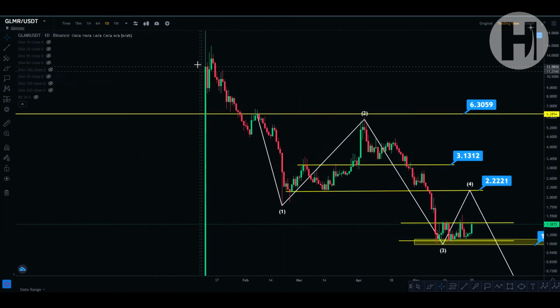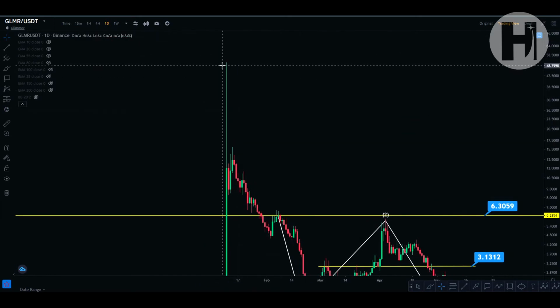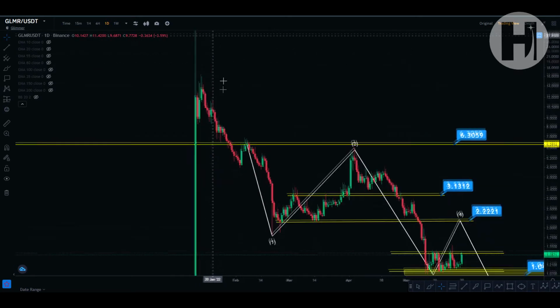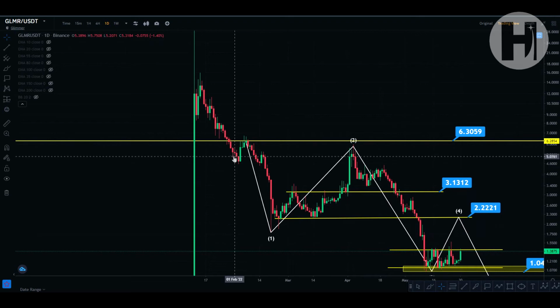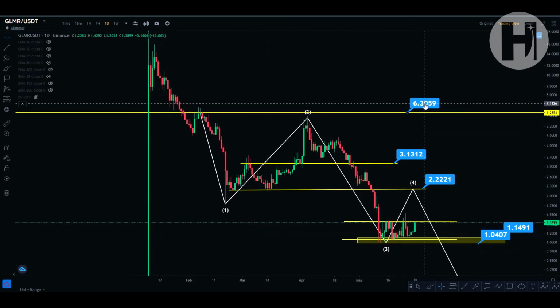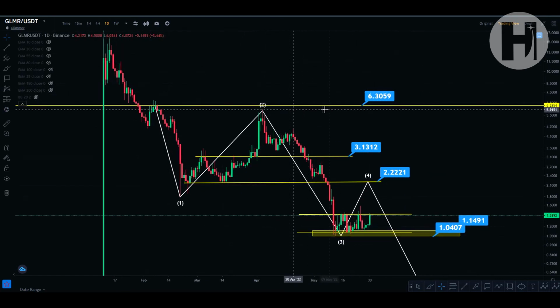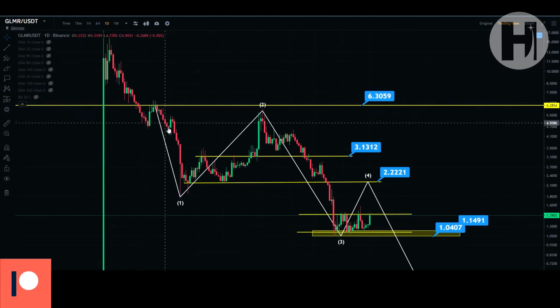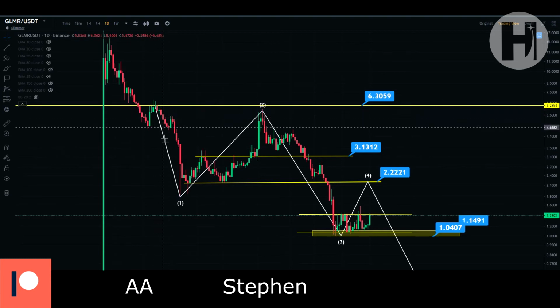So with the listing on Binance, as you can see, the price went all the way up to $50 here, and then you started retracing here. Then once you started coming back up, you created a resistance level at $6.30, and that's a very strong resistance at this point. And from there, we started falling back down, and that would be my wave 1.